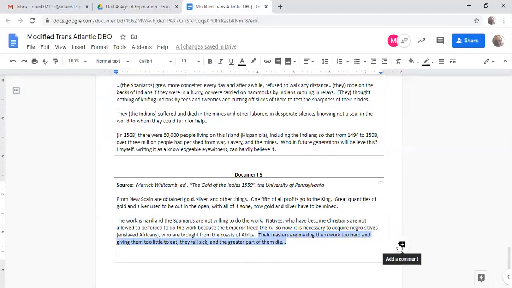Excuse my coughing. Now, I already have two sourcings, right? And I have one EBD, and I know that I need to do two EBDs. So I'm going to try to figure out what evidence beyond the document I can also add that would show the Native American populations were decimated by transatlantic trade. So I know a lot about the Atlantic slave trade because we studied it for so much.